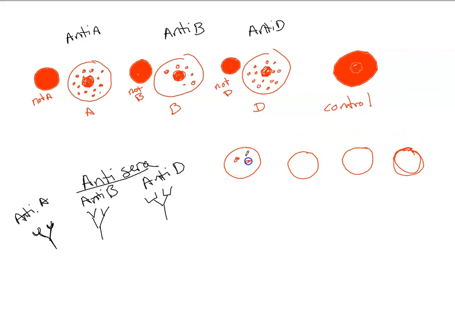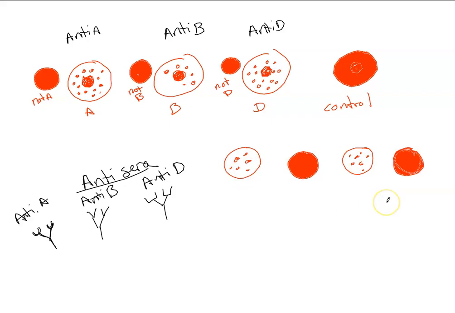So let's say your final result looks like this. Too much of a perfectionist. Okay. Final results look like this. This is where you put anti-A, anti-B, anti-D, control.